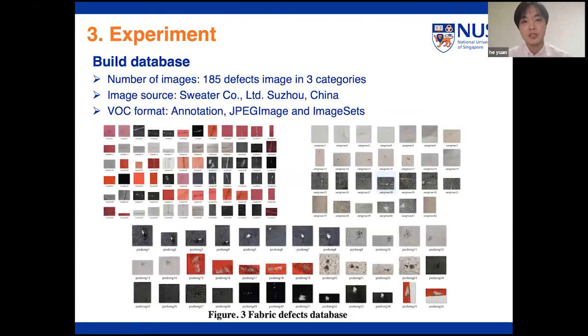The database contains 158 defect images in 3 categories, and the image source is from a weaving company in China. And we cannot release this database now. I hope we can release it in August after they accept it.